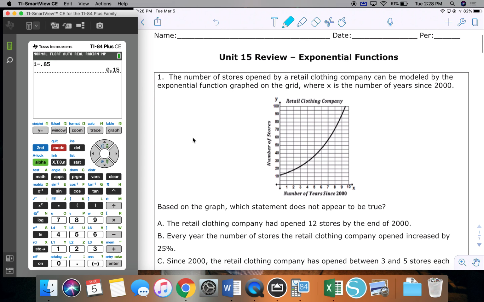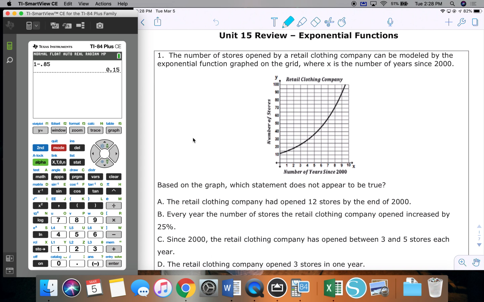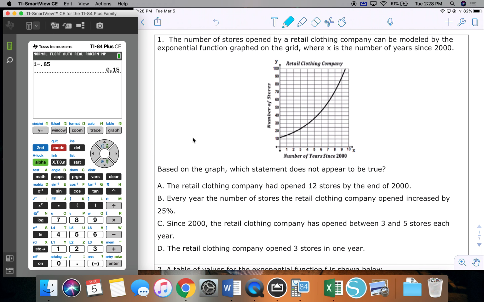This video covers review 15 over exponential functions. So part 1, the number of stores opened by a retail clothing company can be modeled by the exponential function graphed on the grid, where x is the number of years since 2000. Based on the graph, which statement does not appear to be true?